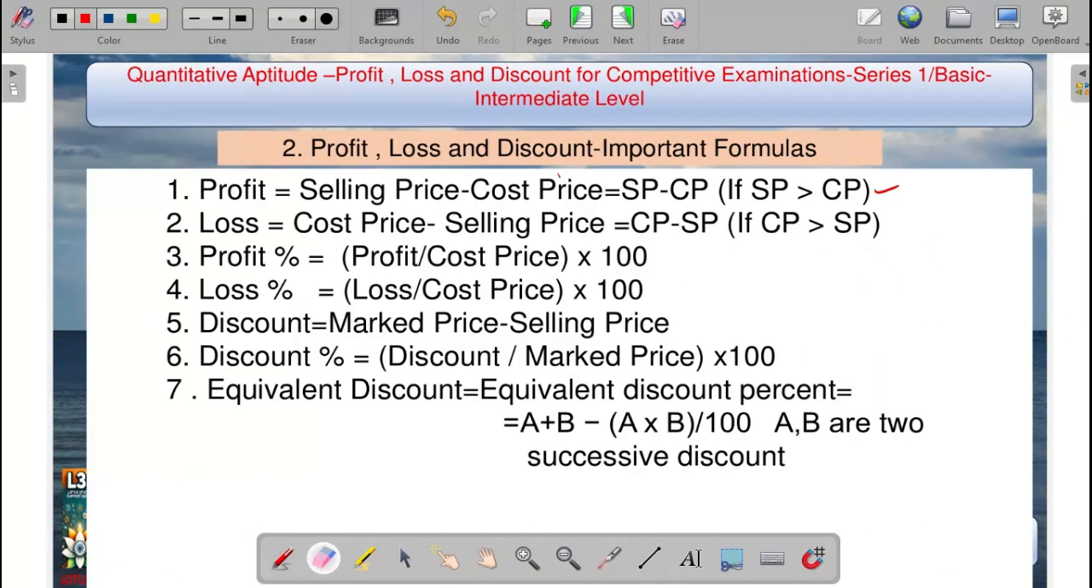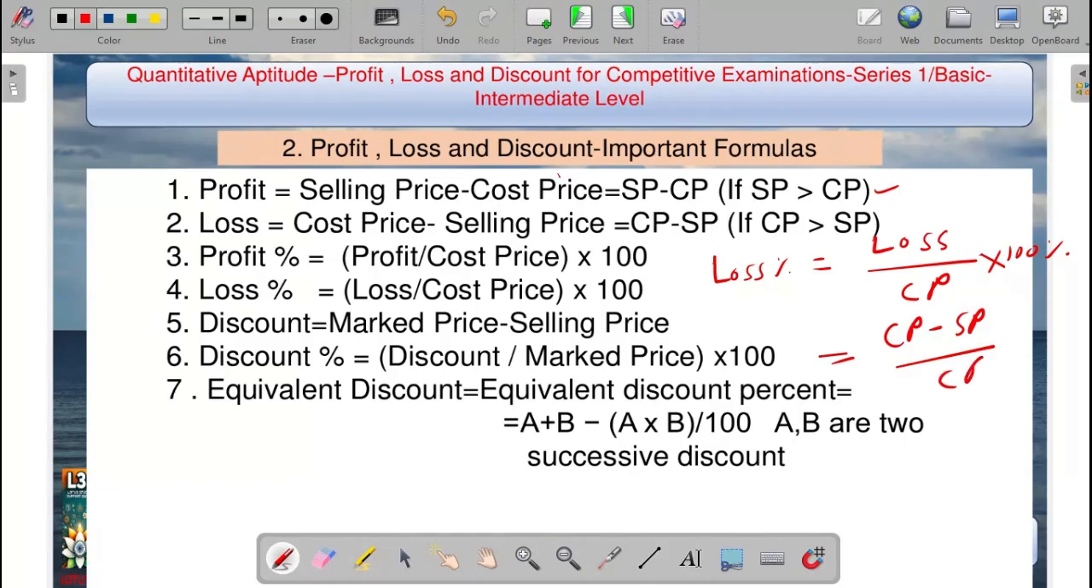Now similarly, loss percentage will be loss by the original price, that is cost price, into 100%. And loss is cost price minus SP, by cost price, into 100%. That is the loss percentage.